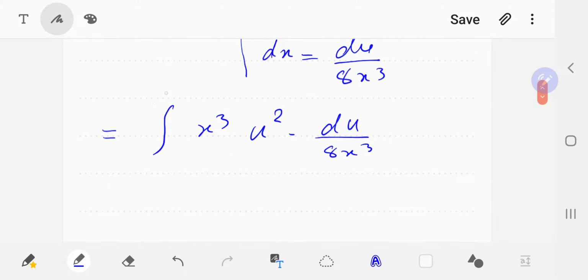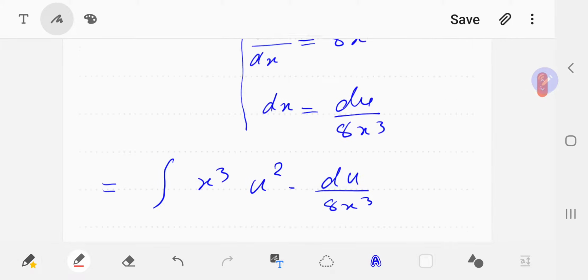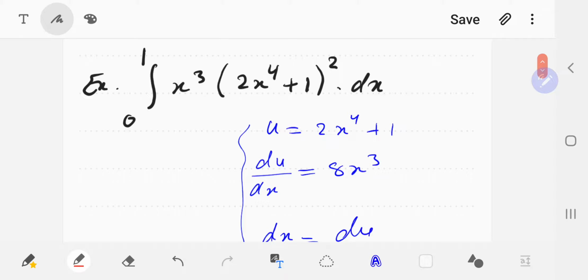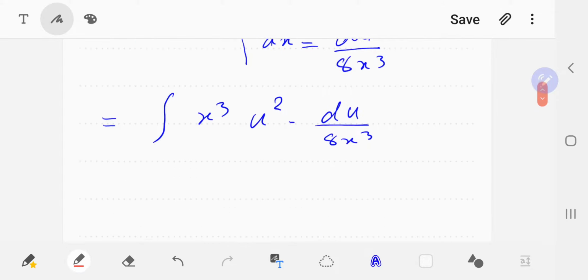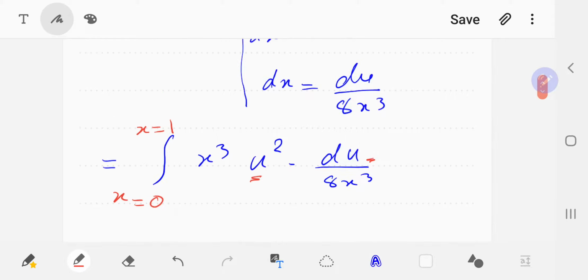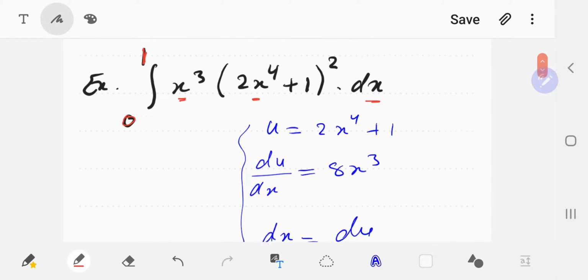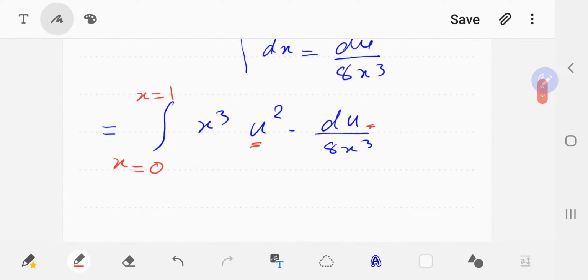Now, why did I leave the boundaries here? Actually, this is the only difference that you have to take care of. These are values of x, the 0 and the 1 are values of x. And now you are having u inside your integration. So you have to keep writing here when x equals 0 and when x equals 1 until you get rid of the u or the x. So you have to take care of this.